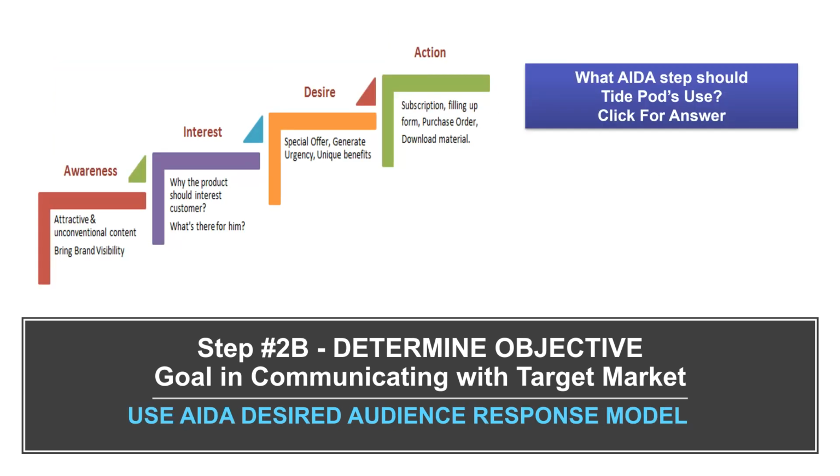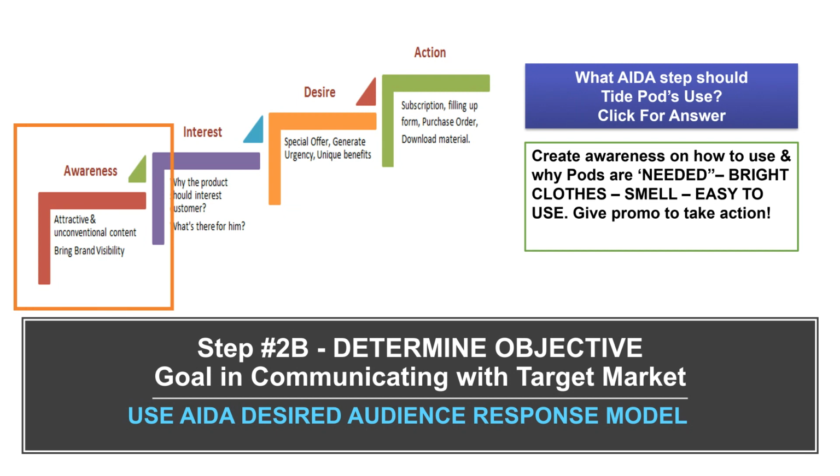Once you've identified where they are in the buyer stage, then we're going to use something called ADA. ADA is also another tool that helps you determine your objective. So we know you've got to get them aware of your product and know what your product's about. What we do here is try to be attractive to them by bringing brand visibility. And luckily, because you work at Tide, at least you have that brand equity with the Tide name and also the Procter and Gamble name.